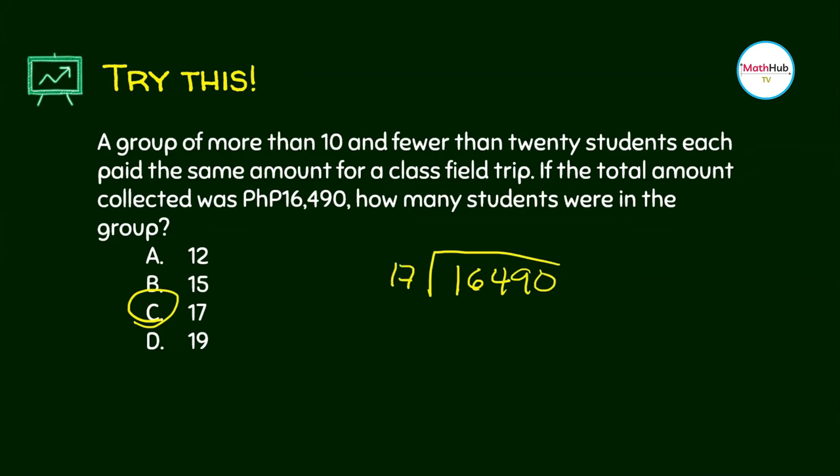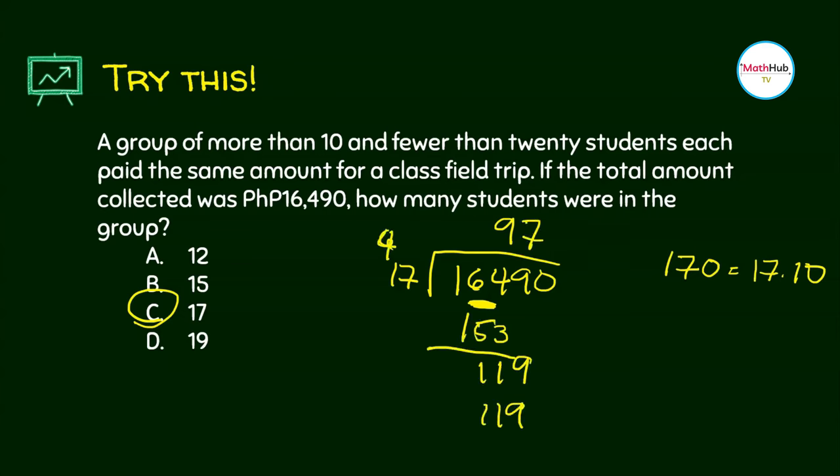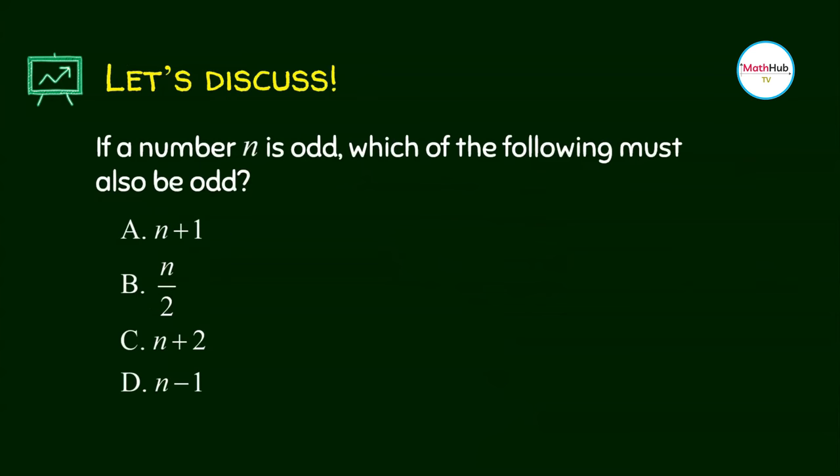When you divide 16,490 by 17, look at this. If you look at 164, it's already very close to 17 times 10 or 170. So I would be expecting that this is 9. Each of them paid 970 pesos.